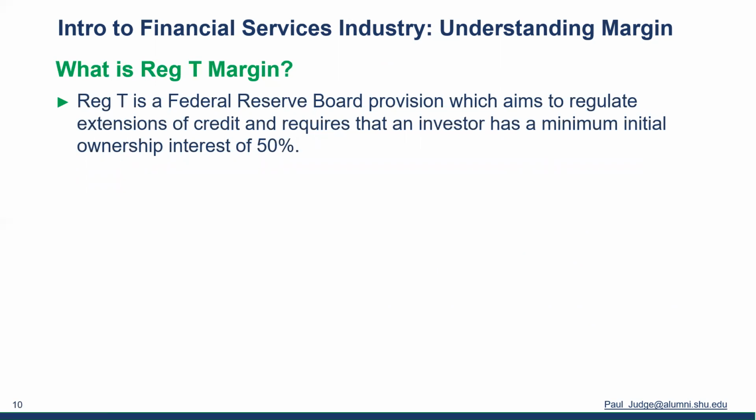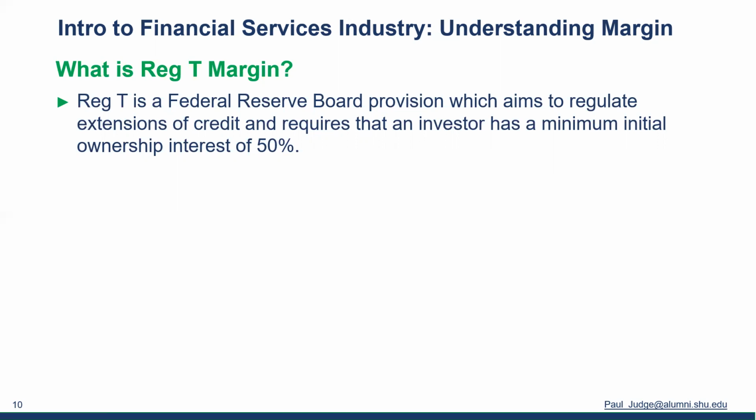Loaning the money, the broker loaning you the money, and it requires that an investor has a minimum initial ownership of 50%. You'll notice that this is a Federal Reserve Board regulation. It's not a FINRA regulation. It's not an SEC regulation. That's because this is a loan. The broker is loaning you money, so it's covered under the Federal Reserve Board.